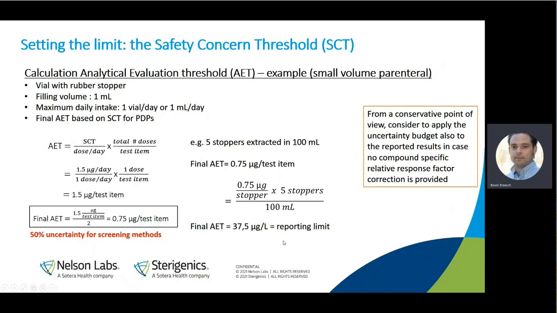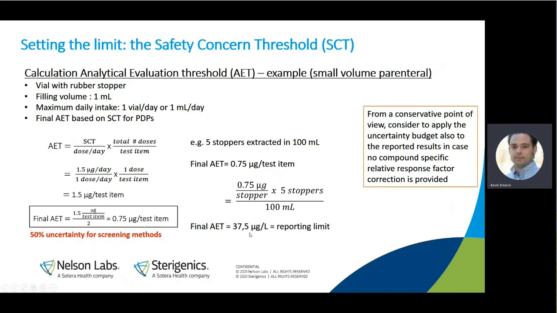So how are you analyzing this? What is your reporting limit? Imagine in this example that we are extracting 5 stoppers in 100 ml. We know we can have up to 0.5 micrograms in one stopper. So we do times 5 stoppers divided by 100 ml, and your final AET, which is a concentration in the extract, your reporting limit, would be 37.5 micrograms per liter.